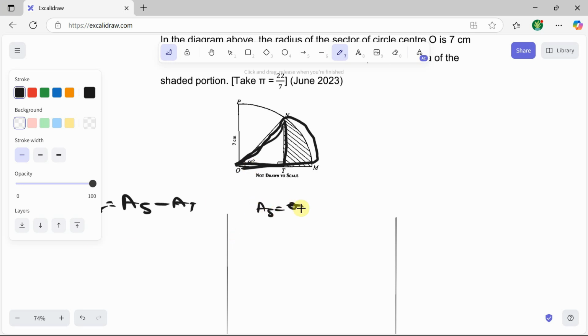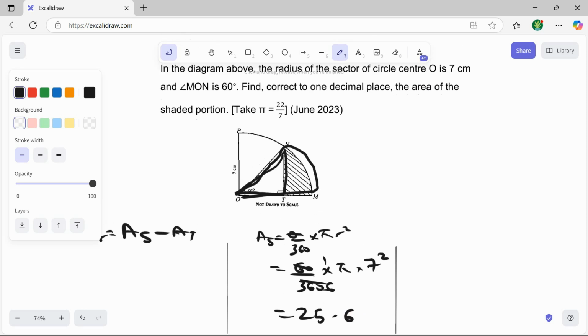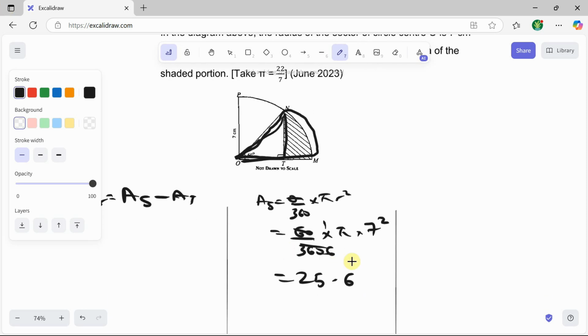Area of sector is theta over 360 times pi r squared. And that will be 60 over 360 times pi times, for the entire sector, the radius is 7. So that's 7 squared. And 60 over 360 is 1 over 6. So this would be 1 over 6 times 22/7 times 7 squared. So this will give you 25.7. How many decimal places should we use? 1 decimal place. So this is 25.7 centimeters squared. So we found the area of the sector.